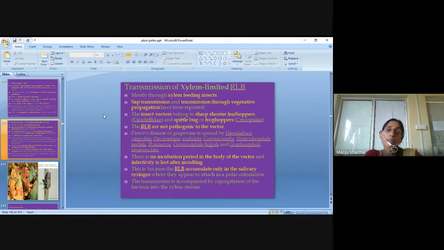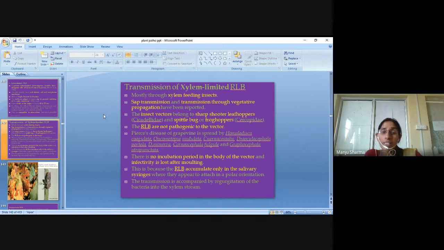So, how will xylem-limited bacteria be transmitted? Mostly through xylem-feeding insects, those that feed on the xylem. Transmission through vegetative propagation has also been reported. The insect vectors belong to sharpshooters, leafhoppers, and spittlebugs or froghoppers. The RLB are not pathogenic to the vector.